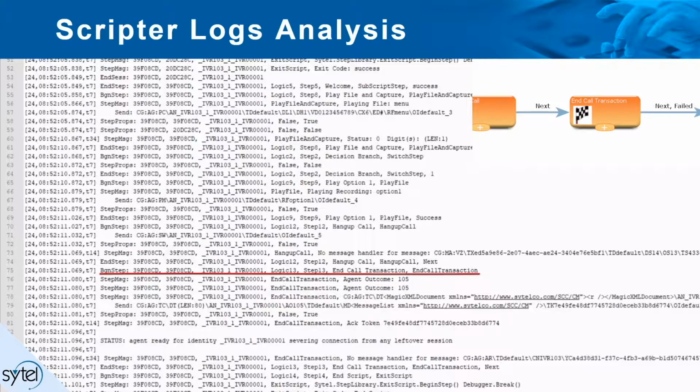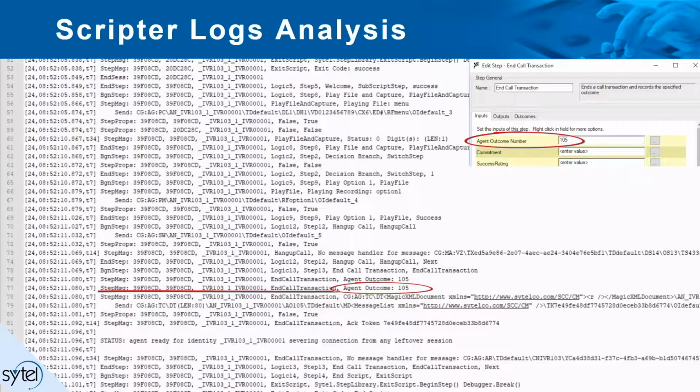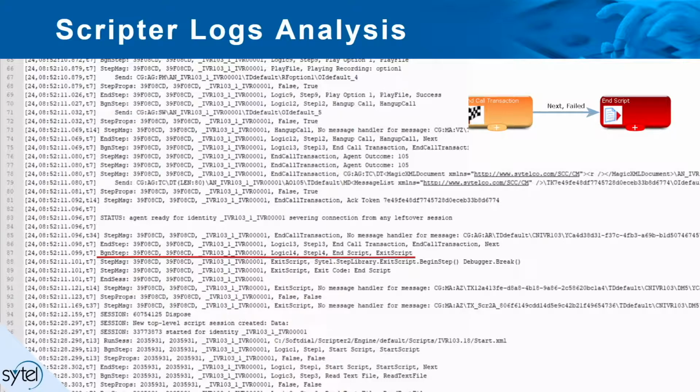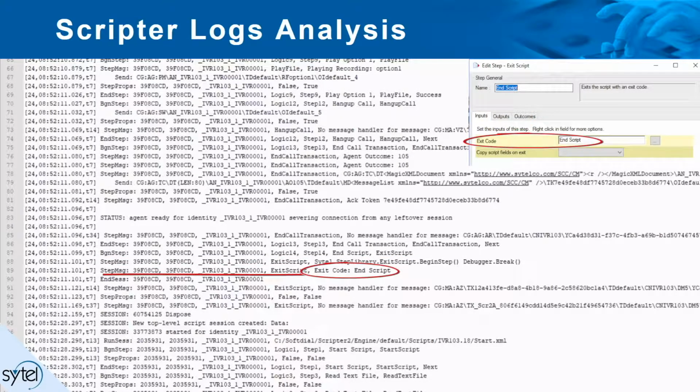The end call transaction step ends the call session and sends a transaction complete message back to CallGen containing the agent outcome value, 105, as configured in the step. The message also releases the agent handling the session, as we can see from the status message. Finally, the script proceeds to the end script step, which ends the main script session.